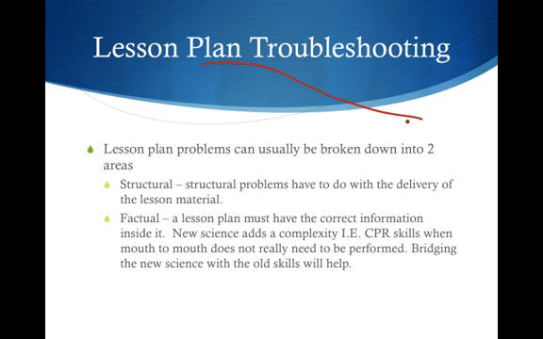New sciences add complexity. An example of this is CPR skills, where mouth-to-mouth doesn't really need to be performed, and we've drilled that in their heads for the previous 10, 20 years. Bridging a new science with old skills will help. So tell them why. Give them the cookie, essentially. Tell them why mouth-to-mouth and ventilation move down the efficacy list, and in that, give them the science. And then from there, you have a knowledge-based platform that you can go forward with.